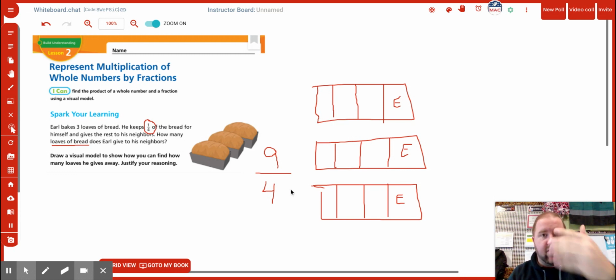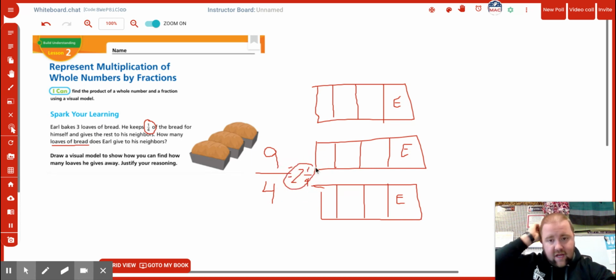Now, we don't leave the improper fraction like that. We need to change that into a mixed number. We've gone over that by doing 9 divided by 4, which we know would be 2 with 1 left over. So the 1 is your numerator and your denominator is 4. So how much do the neighbors get? The neighbors get 2 1/4 loaves of bread.